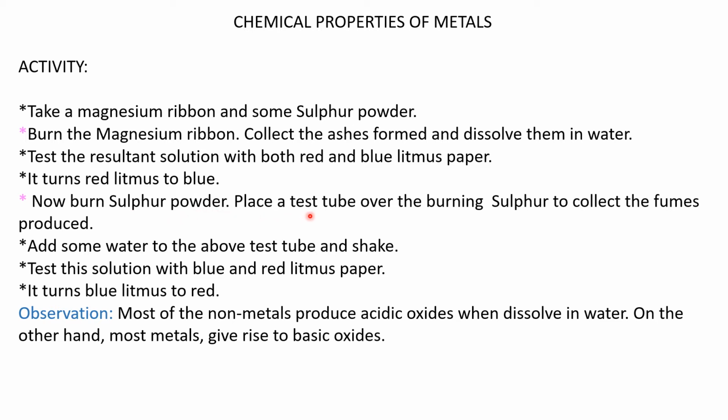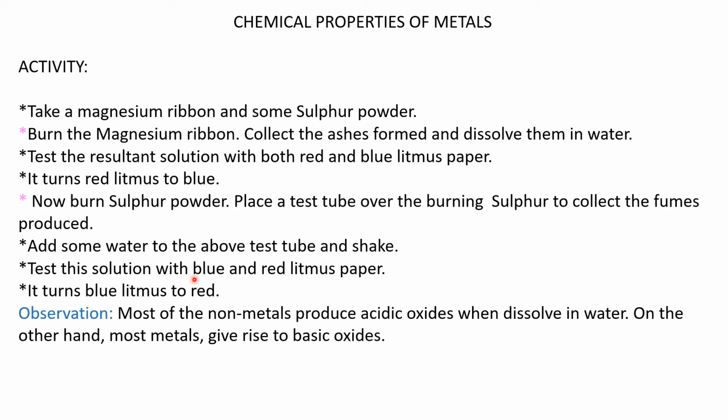Now take sulfur powder and burn this sulfur powder. Place a test tube over the burning sulfur to collect the fumes produced. Now when you are burning the sulfur, this sulfur is a powder, yellow color powder. When it is heated, it produces fumes. Collect these fumes over in a test tube by placing it over the burning sulfur. Then to it, add some water and shake. Then you can find a solution.